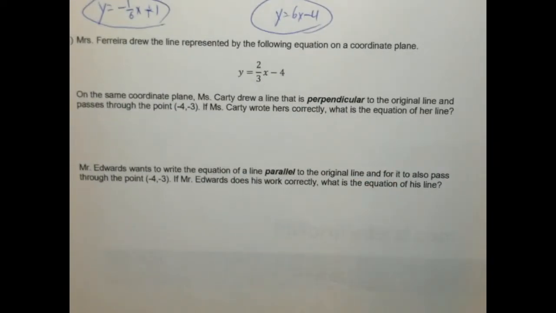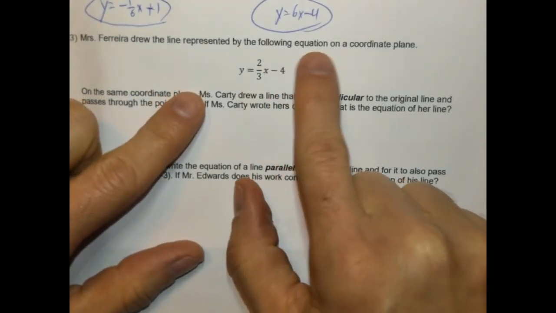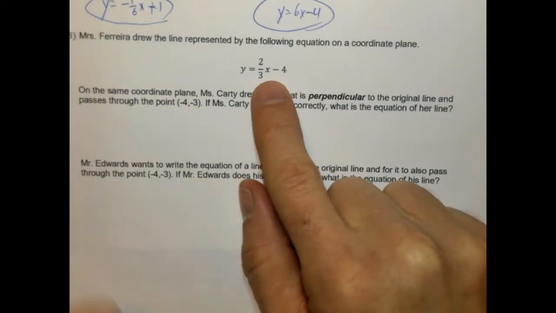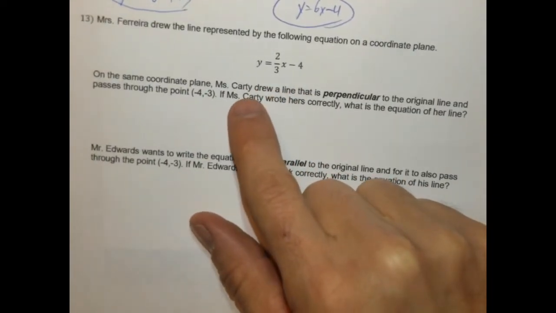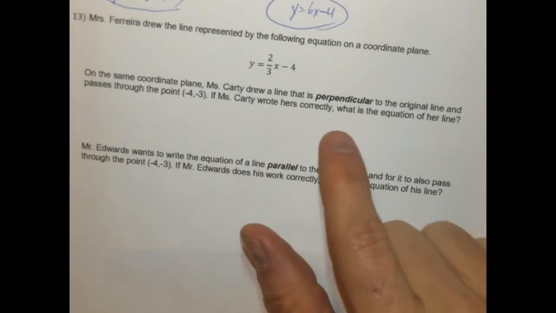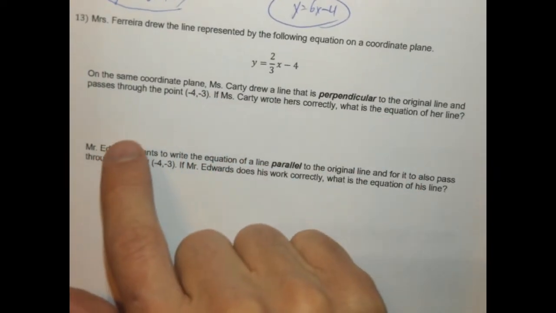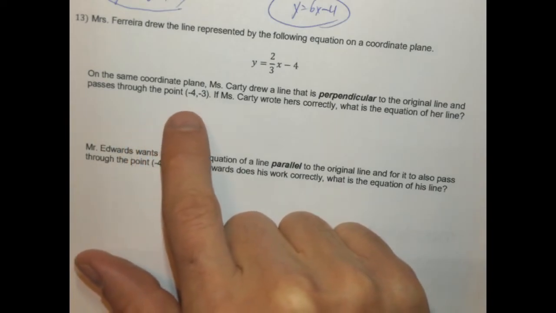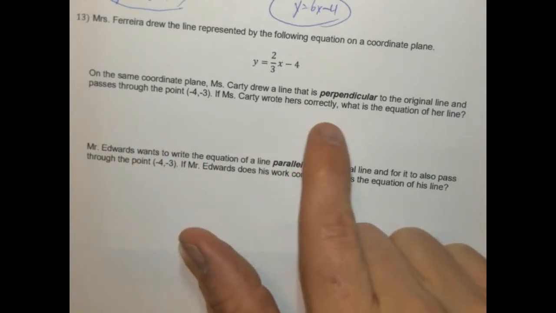Okay, last one. Here we go. So we got Miss Ferreira, legend status right there, by the way. Miss Ferreira drew the line represented by the following equation on a coordinate plane. All right, so she's got the slope-intercept form here. Miss Cardy, not to be outdone here, on the same coordinate plane, drew a line that is perpendicular to the original line and passes through the point negative 4, negative 3. If Miss Cardy wrote hers correctly, what is the equation of her line?